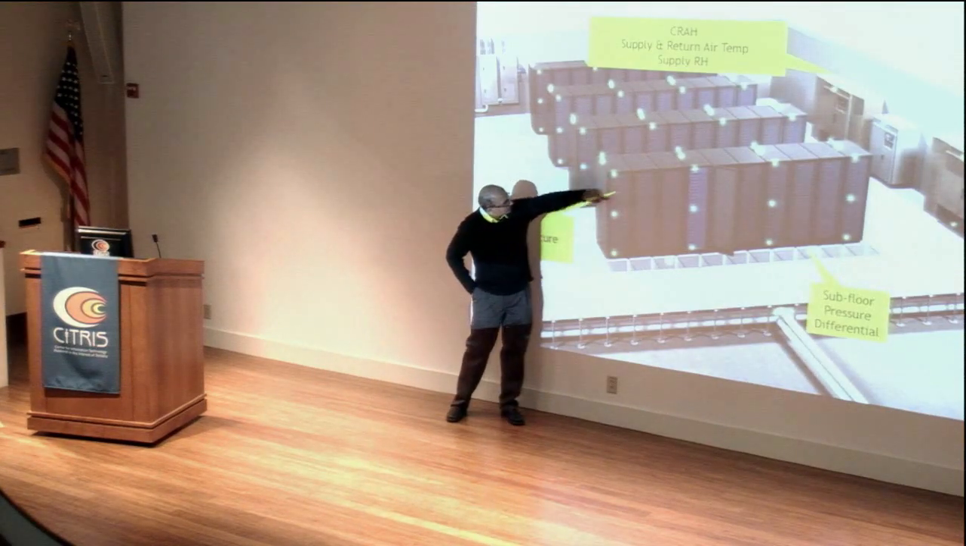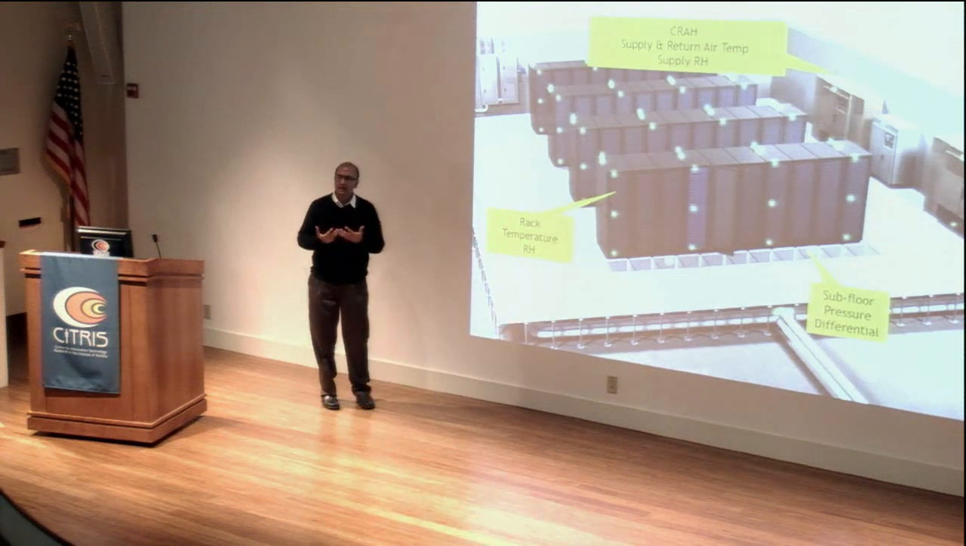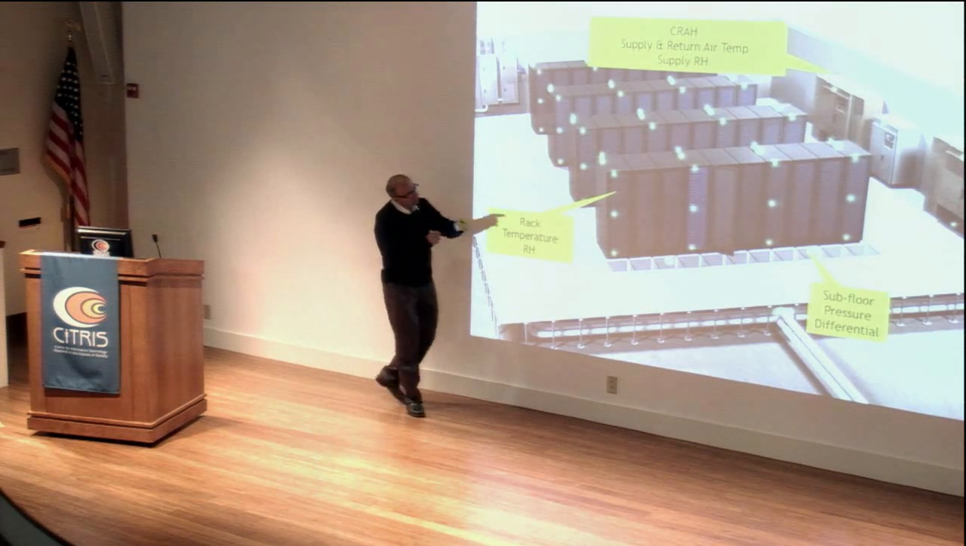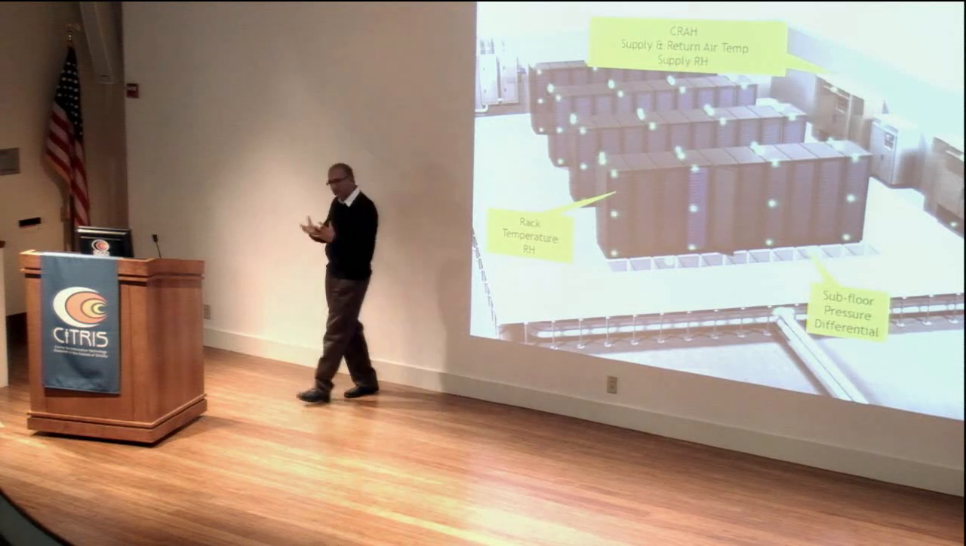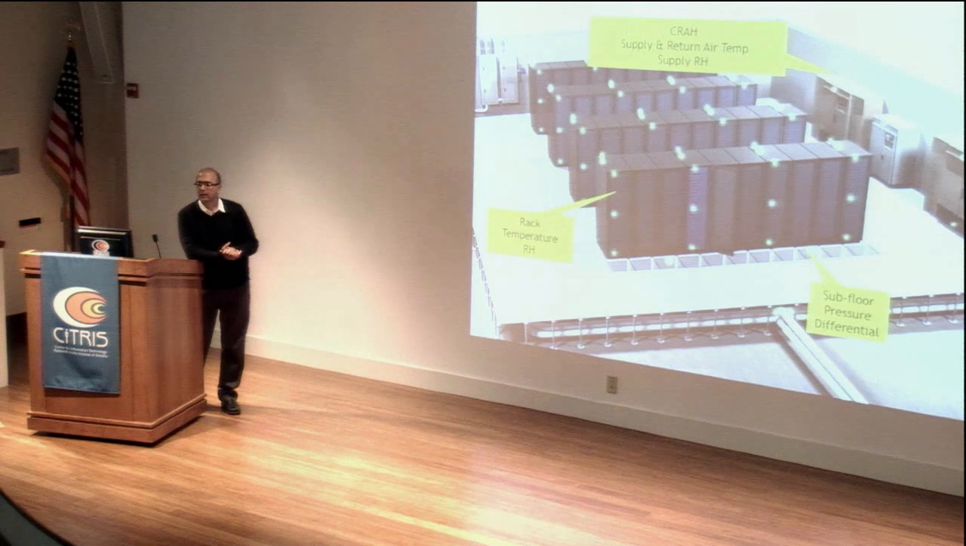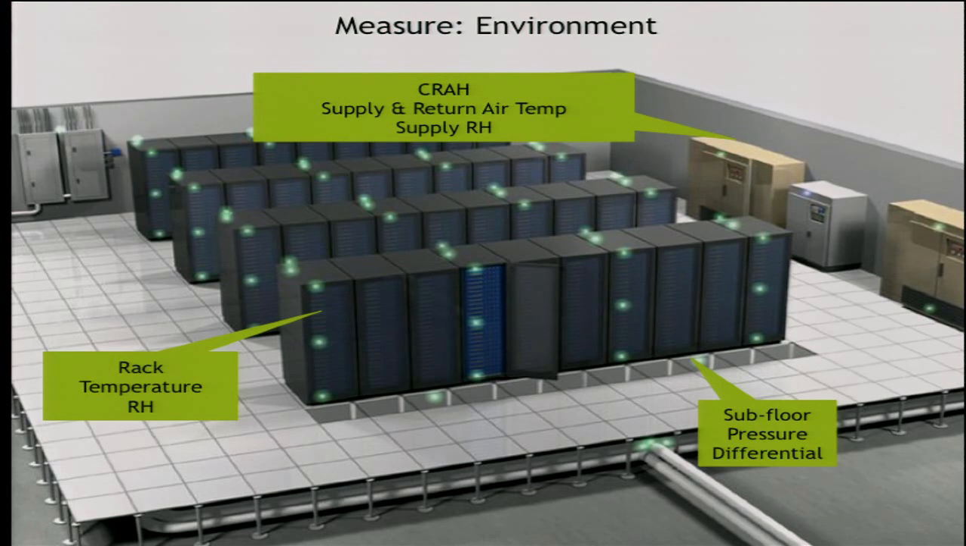For instance, these are the different temperature sensors at different places on the racks, which allow us to capture how the air is flowing and what kind of temperature you have at each of these racks. We also deploy different kinds of pressure differential sensors in the floor itself. We deploy humidity sensors. We deploy sensors that allow us to capture how much liquid is going into the data center.